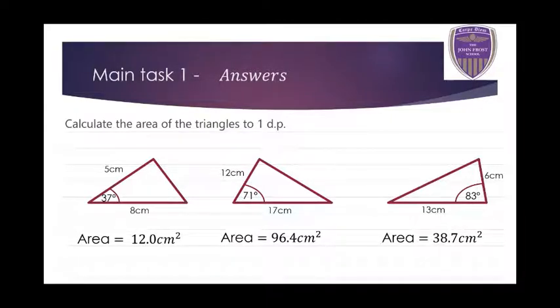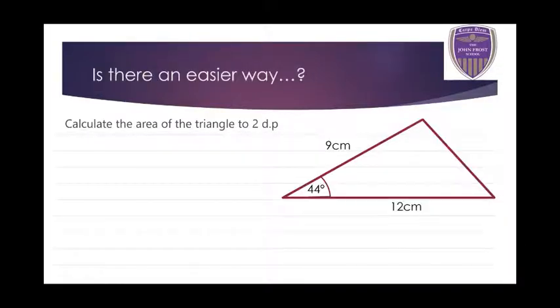Now, there was a lot of writing going on for those formulas. Do we think there's an easier way? Well, actually, there is an easier way, okay? And we're going to go through that now. So, first things first, what you should have noticed about all these triangles in the task is we've known 2 sides, and between the 2 sides has been the angle, okay?